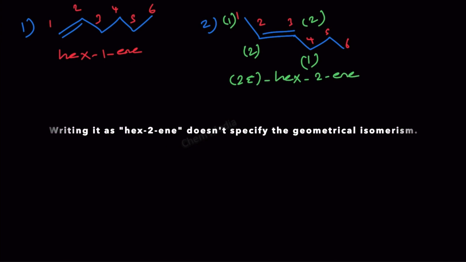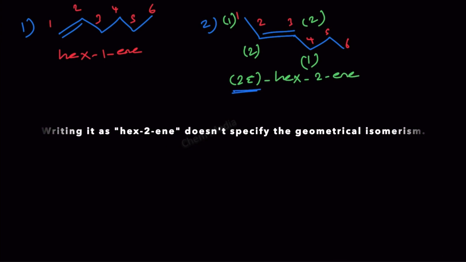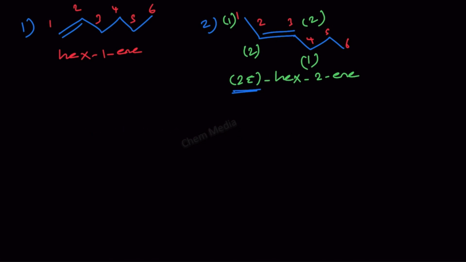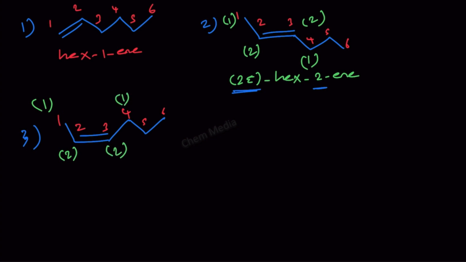By the way, this 2E in parenthesis specifies the geometrical isomerism, whereas this 2 specifies the position of the double bond. Therefore, we have to mention 2 two times. Let's write the Z isomer also. That is number 3, 1, 2, 3 and then 4 and then 5 and then 6. Here the priorities are on the same side. Both the hydrogens are down. Since the priorities are on the same side, this is called Z isomer. So (2Z)-hex-2-ene. And then number 4, we can also write hex-3-ene.